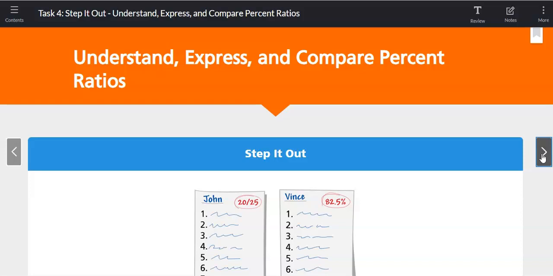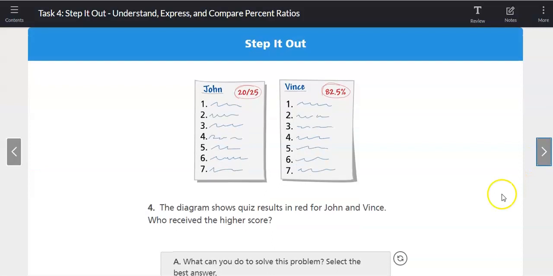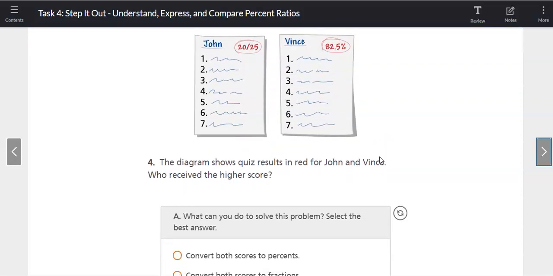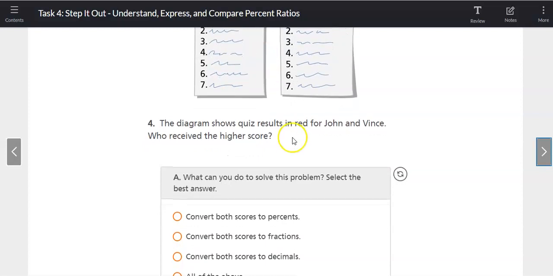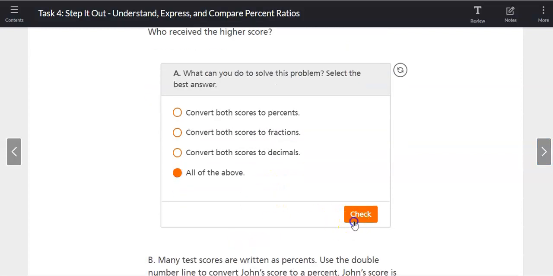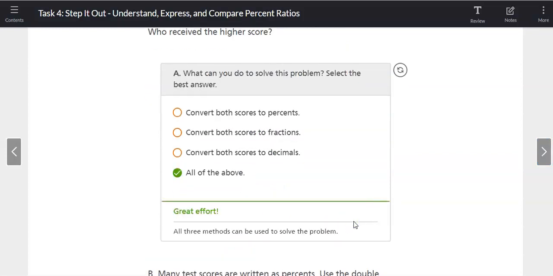Okay, if you're in your book, we're on to page 208. So this is John's test, and this is Vince's. I guess it's a quiz, not a test. And this is what Vince got. One tells you how many you got out of 25, and the other gives you the percent. And we're trying to figure out who received the higher score. They're written 2 different ways, so we need to convert them both to the same form. You either convert them both to fractions with a common denominator, or you convert them both to percents. We just have to have them converted all the same way. Does not matter which way you do it. Whichever way is easiest for you is good to go.